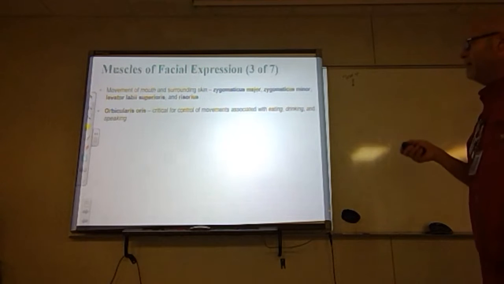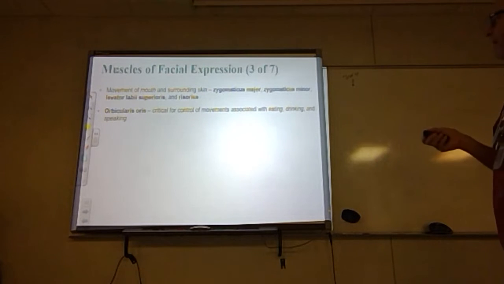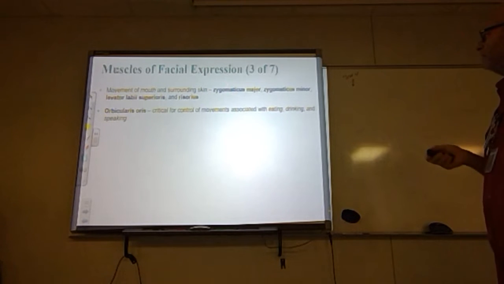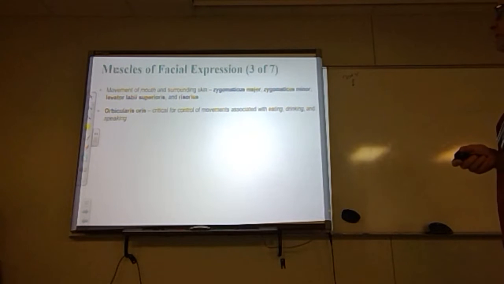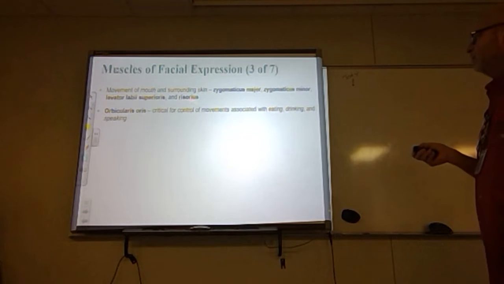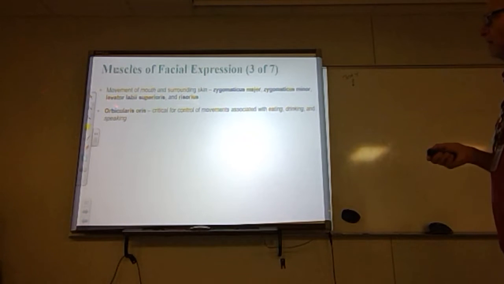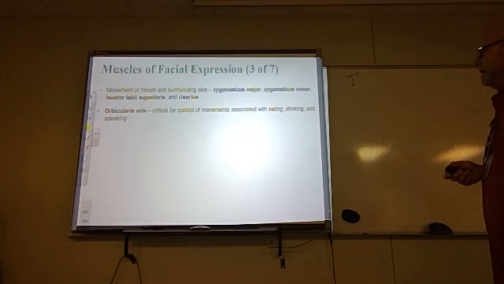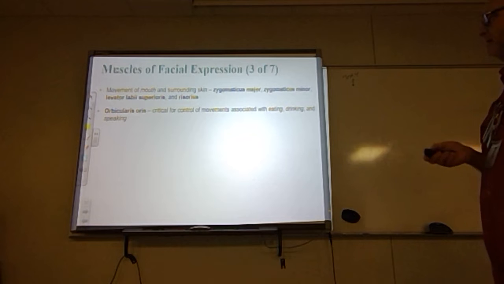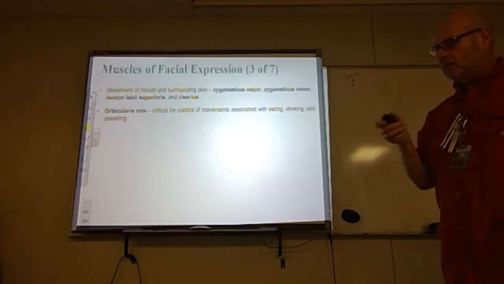The movement around the mouth and surrounding skin is provided primarily by the zygomaticus major, the zygomaticus minor, the levitator labii superioris. Again, labia is going to be referring to your lips, and the risorius muscle. The orbicularis oris is critical for controlling movements associated with eating, drinking, and speaking. Again, that's going to be the muscle that forms around the mouth.